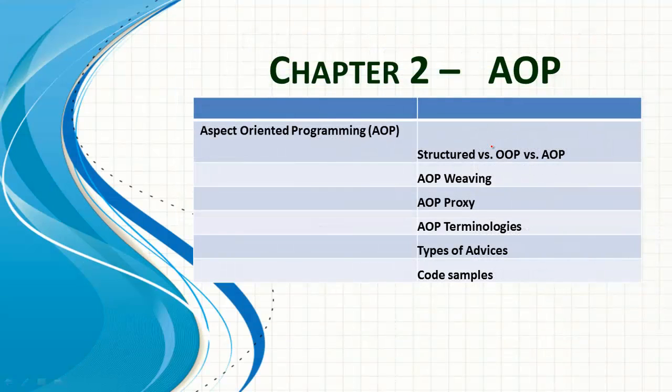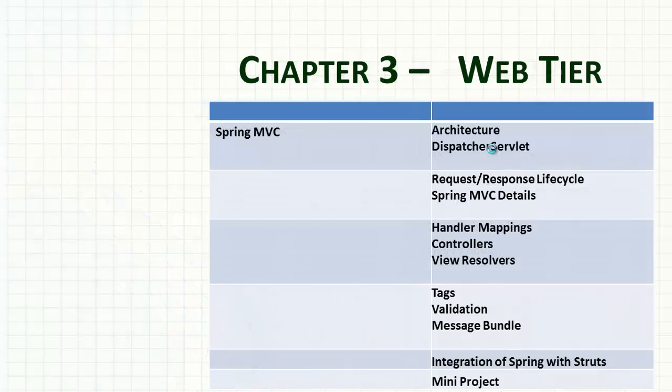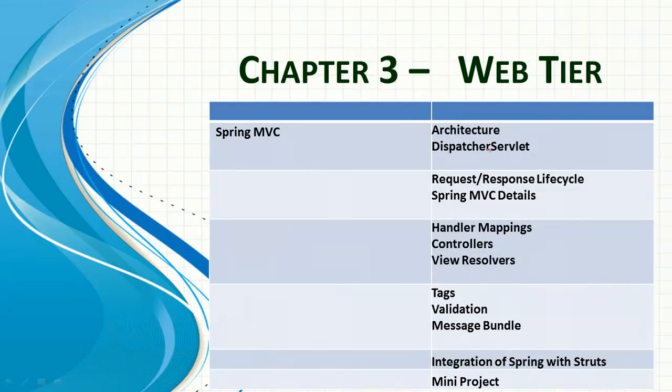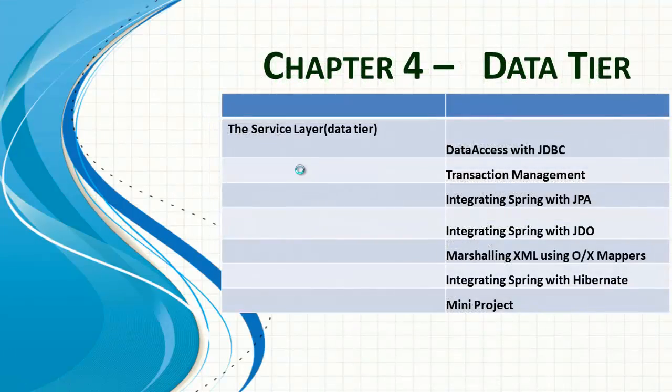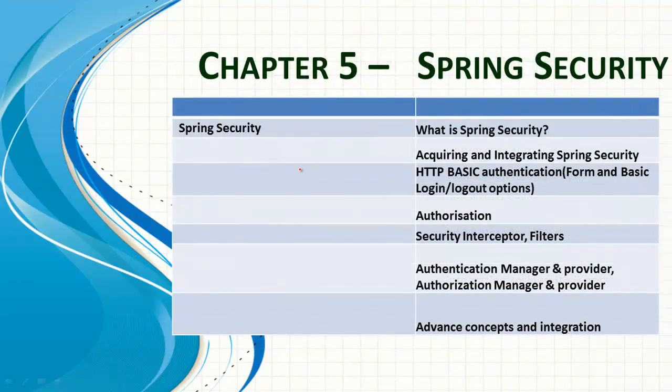And the second chapter will be AOP. The third chapter will be the web tier, which is nothing but Spring MVC, and then we'll see the data tier and Spring security, what it has and how we can use it.